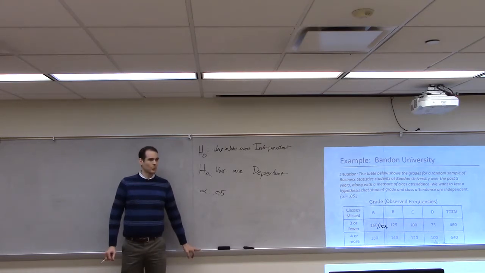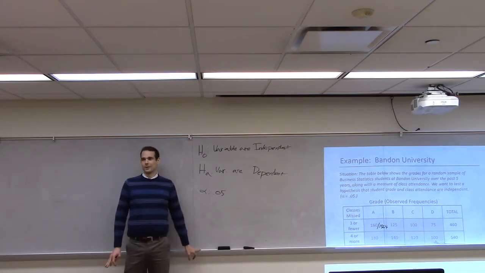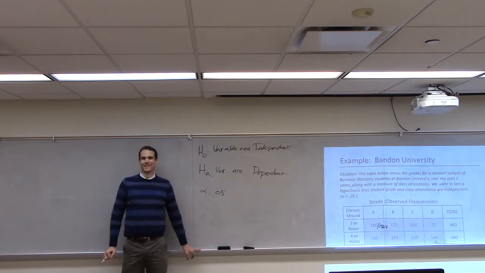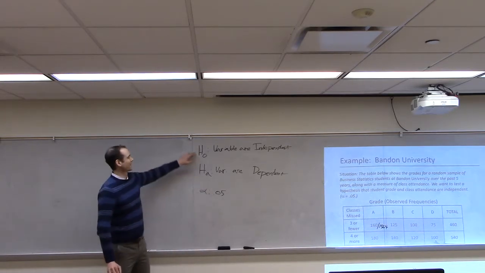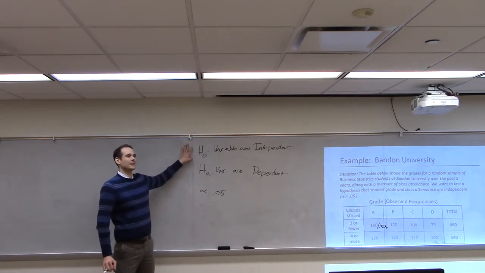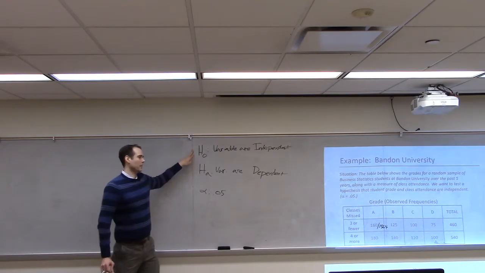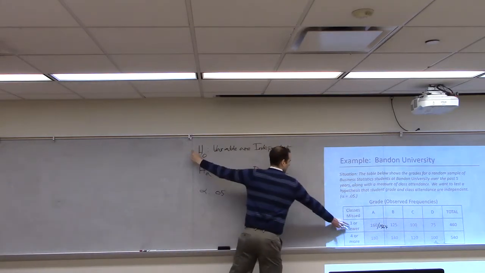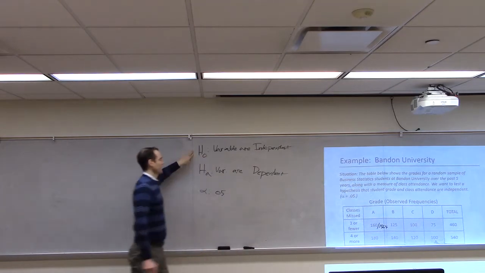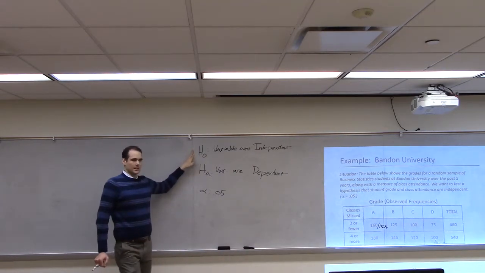Not for this one. Alright, variables are independent. Another way of saying that, doesn't matter if you come to class. You have to come here. It will not have an effect on your grade. So if this is true, how many students who came to class most of the time would we expect to have gotten A's?